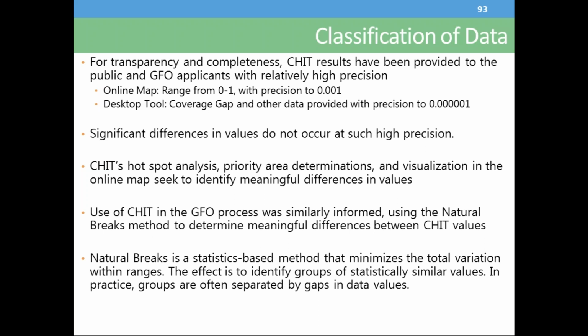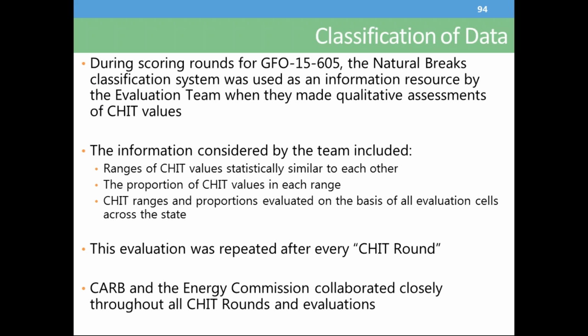And so natural breaks is a statistics-based method that minimizes the total variation within ranges. So if you're going to group numbers together, what are the cutoffs so that the variation within each group is the least overall? And so the effect is to identify groups of statistically similar values. And in practice, this essentially tends to group values that are separated by gaps in the data, where you have a large spread between one data point and the next. Next slide. So during the scoring rounds for 15605, again, the natural breaks classification system was used.